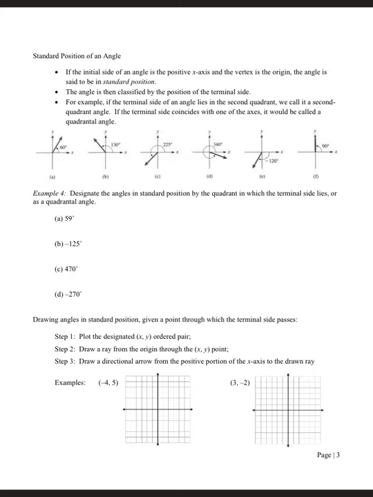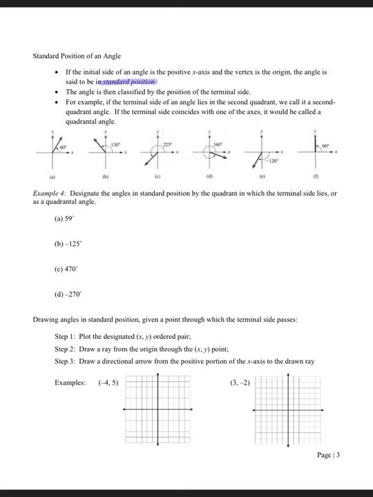Standard position is if the initial side is on the positive x-axis and the vertex is at the origin, we say standard position. Again, this is one of those vocab words you want to make sure you're familiar with. And we said the angle is then classified by the position of the terminal side, meaning where the angle stops or ends. For example, if the terminal side of an angle lies in the second quadrant, we call it a second quadrant angle. If the terminal side coincides with one of the axes, it would be called a quadrantal angle.